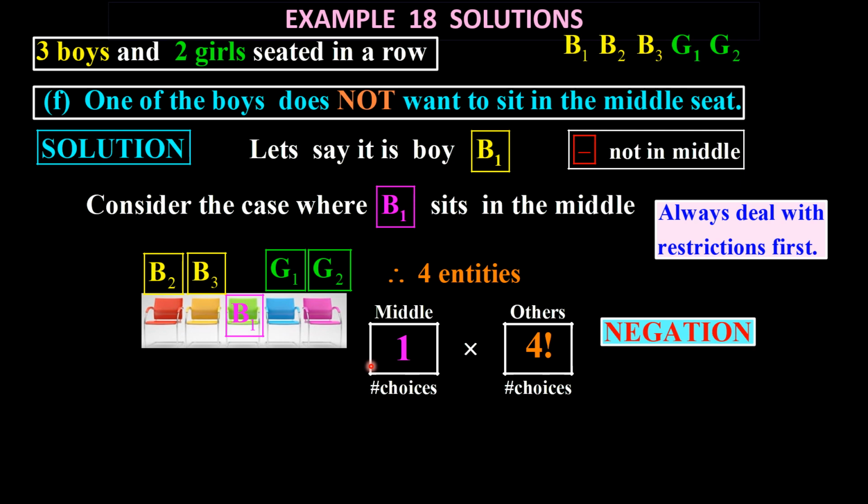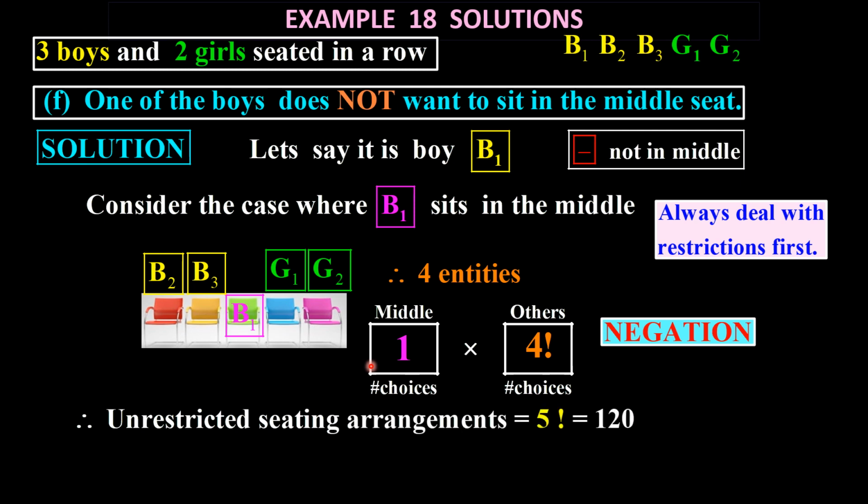Now, because we have a negation, let's look at the number of unrestricted seating arrangements. How many people are there? There are 5. So 5 factorial. So 5 people can be arranged in 5 factorial ways. Now let's come to our question. If we want to find out the case where the boy does not want to sit in the middle, this is the number of cases where he sits in the middle.